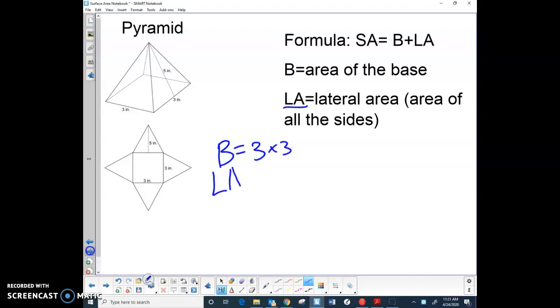The area of one triangle, all the triangles are going to be the same. So the area of one triangle is 1 half times 3 times 5, which is our height. So that's what's going to give us the right angle. All right, and we have 4 of those triangles, so we're going to multiply that times 4.